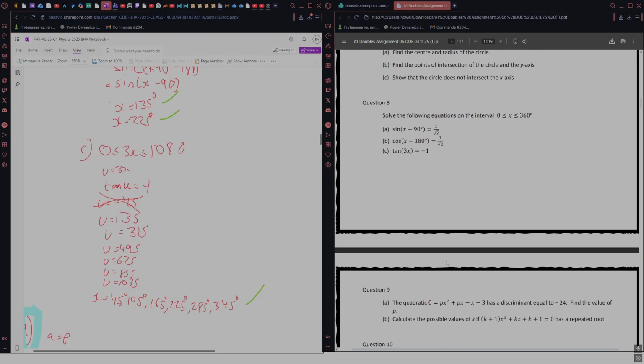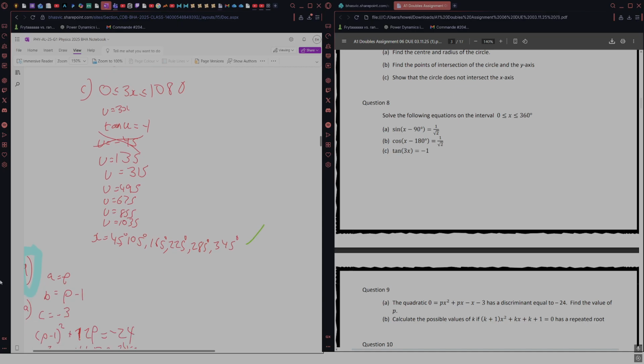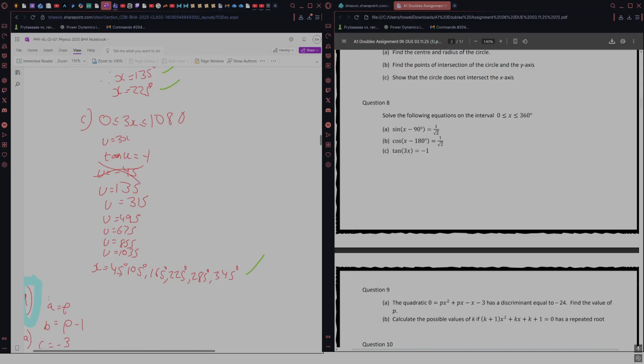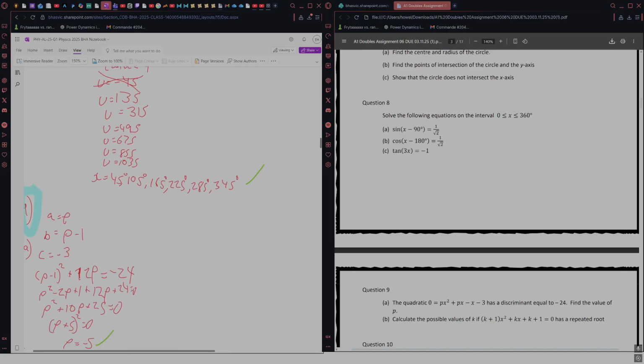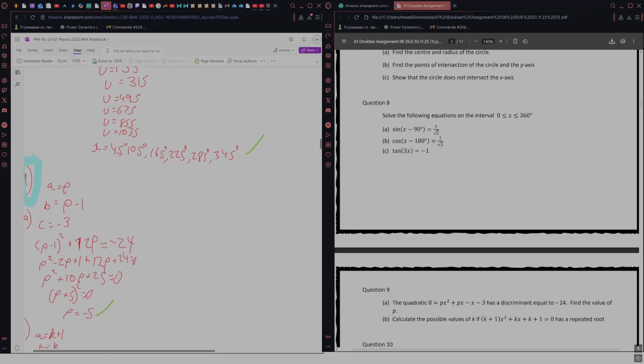All right, question 9, this is just some discriminant stuff. You don't have to do this if you don't need it, but you can write what A, B, and C equal, so it's much easier to do the discriminant. And then it's just a quadratic at this point, and we find that p equals -5 because we end up with a binomial.